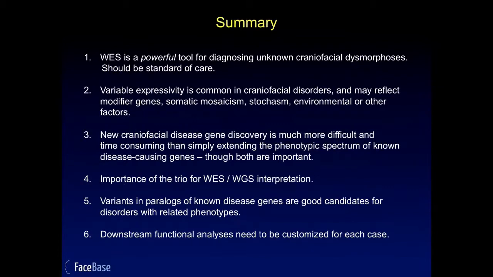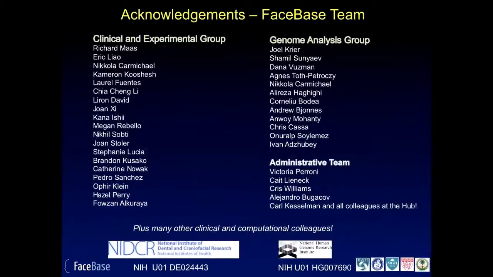The importance of the trio for whole exome sequencing, obviously the pedigree is much better. There are variants in paralogs of known disease genes, and these could be good candidate genes for related disorders or phenotypes. And the downstream functional analyses still need to be customized for each gene, for each case. And it's been an incredible learning lesson for all of us involved in this project. Thank you. Okay, great. Thank you.